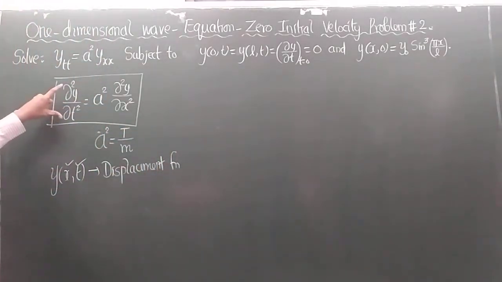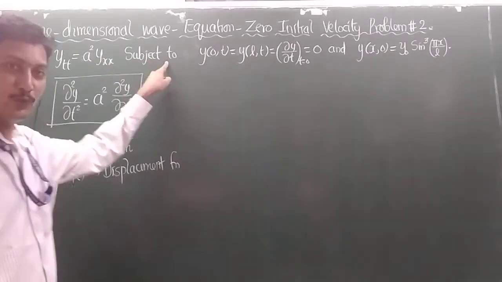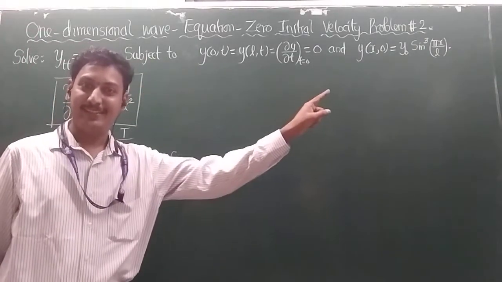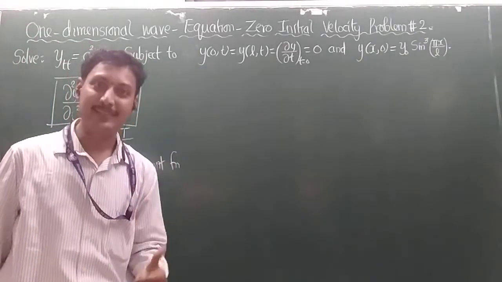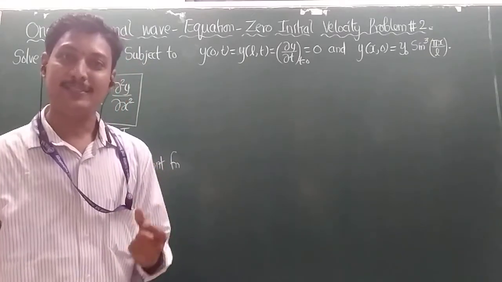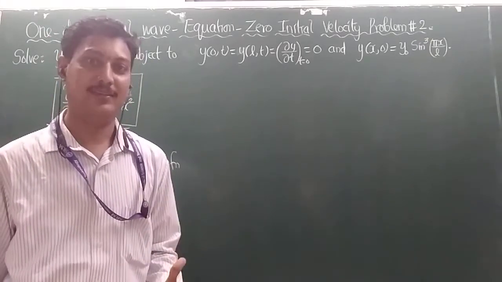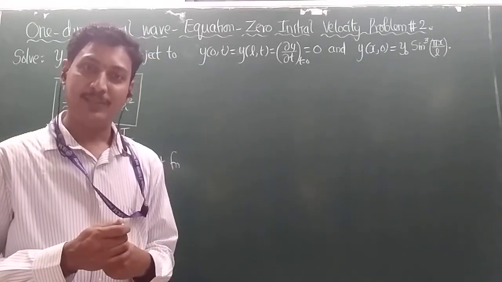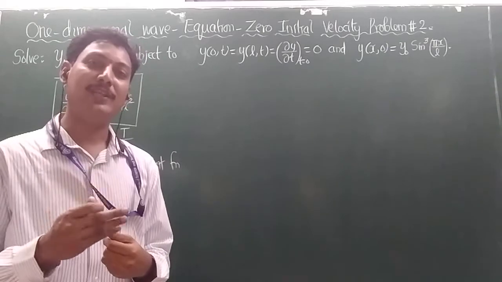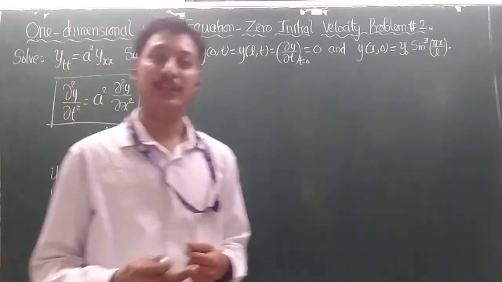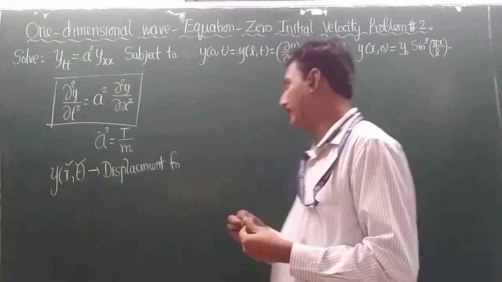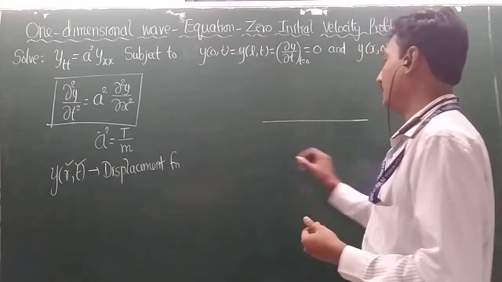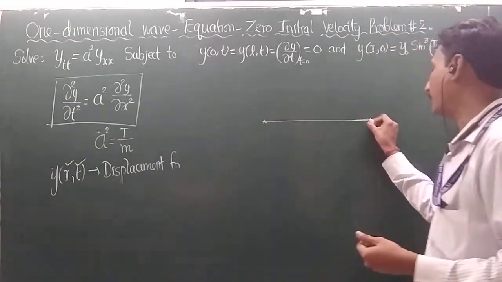Solve this one-dimensional wave equation subject to the conditions. This time they have given the boundary conditions directly. So this is the second way of questioning, you see? What are the boundary conditions normally for the one-dimensional wave equation? There are 4 boundary conditions, as you know, because the string is fixed at its 2 endpoints.